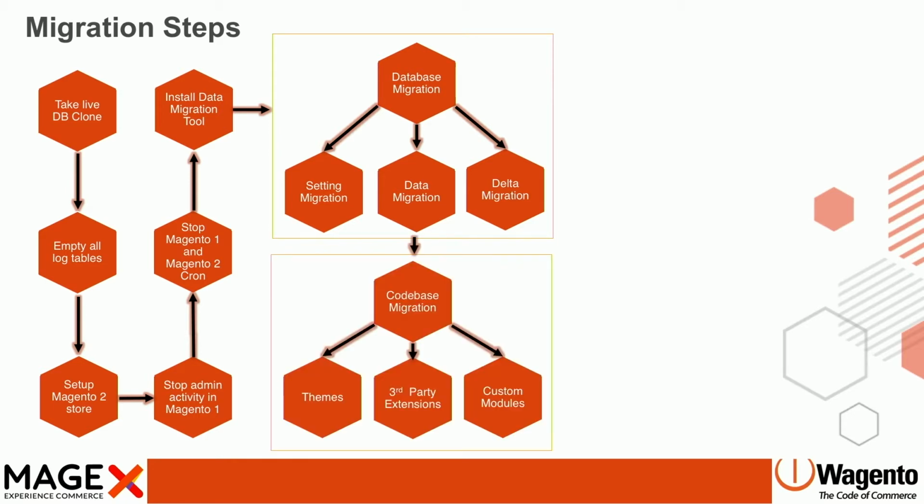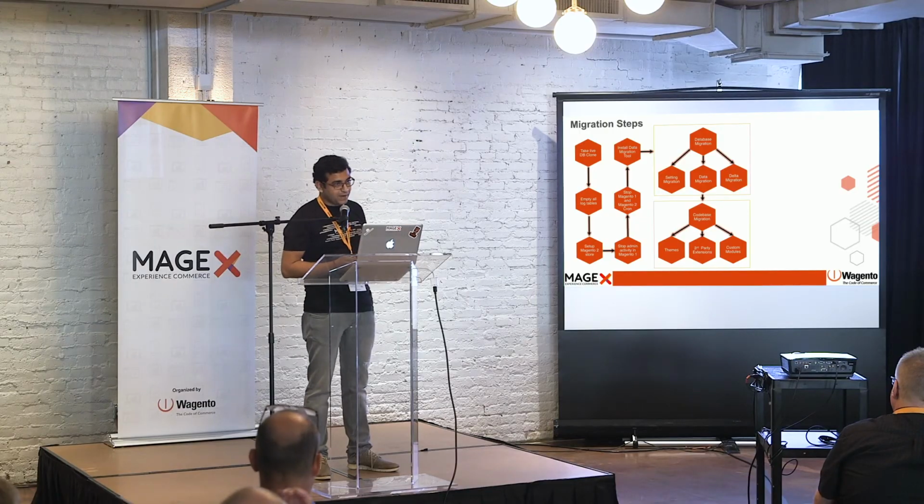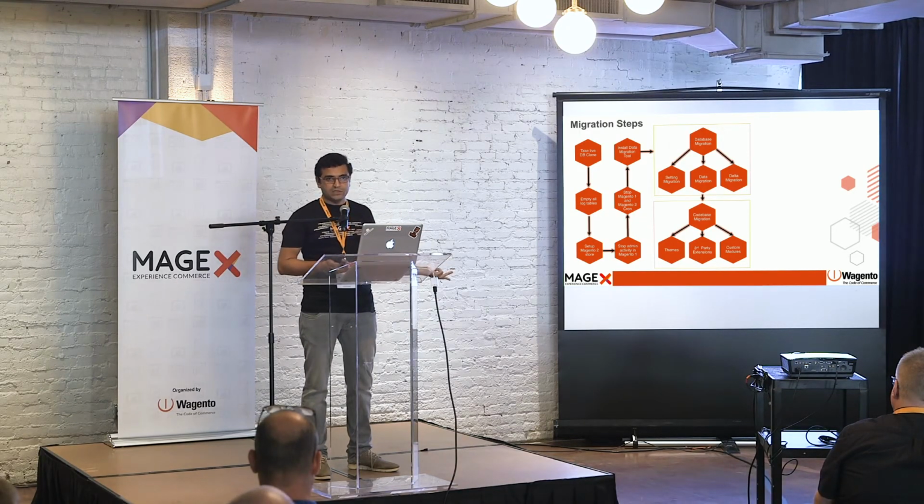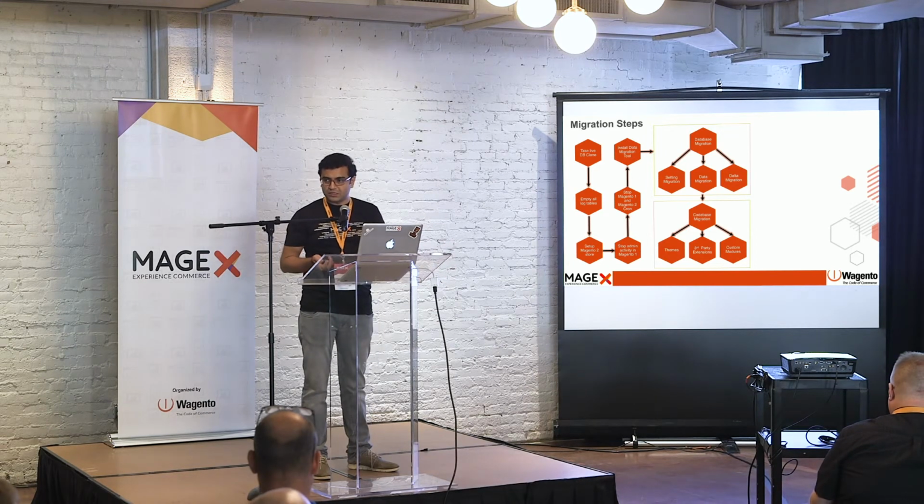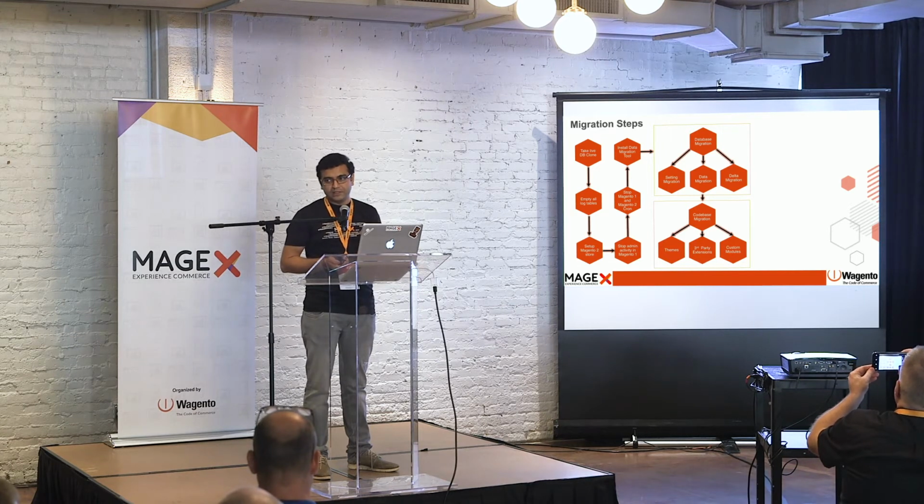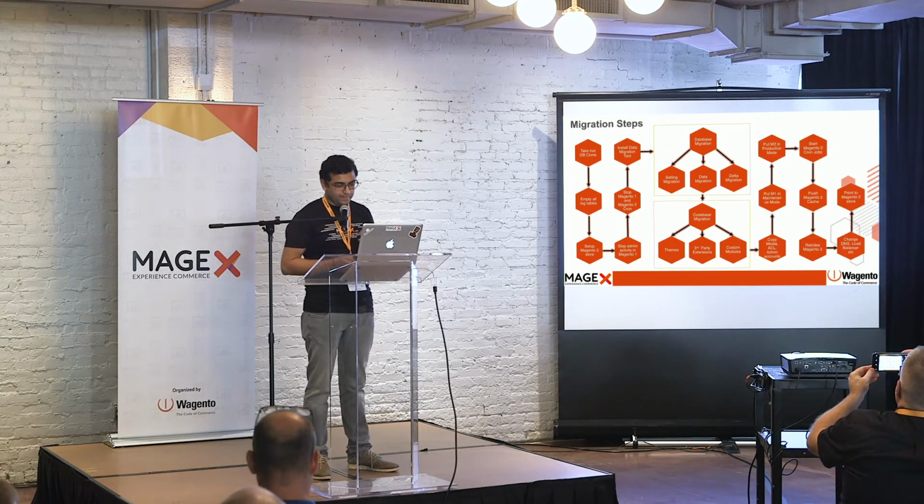Once you are done with the data migration, now it's time to do the code migration. Whatever analysis we have done, now we have to transfer the themes; you have to build the new theme, so transfer the new theme. Whatever third-party extensions we decided on based on priority, now it's time to install those extensions into your Magento 2 store, and whatever custom modules we have redeveloped, you can install into Magento 2.